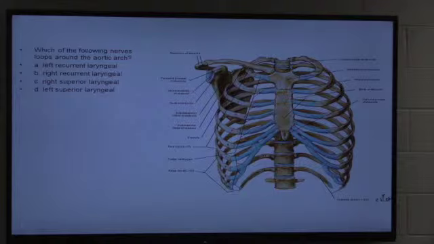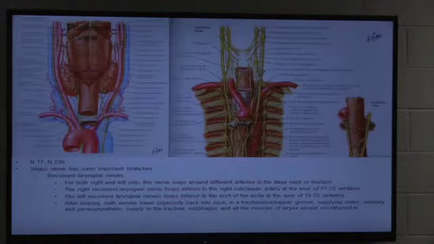Remember, the aorta arch is to the left side, so it's left recurrent laryngeal. So this is the posterior view, and so the aorta is going to be arching over to this left side. This is the posterior view.